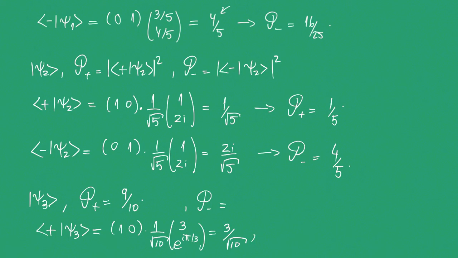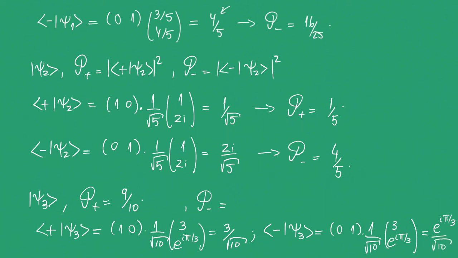That's this probability. If we do the same for the probability of finding spin down, we need to calculate this inner product. Now we have 0, 1, 1 over square root of 10, 3, exponential i pi over 3. This result here gives us exponential i pi over 3 over square root of 10. If we take the modulus squared of this value, we get 1 over 10. As you can see, all these results are consistent with what we found in part 2, as should be.